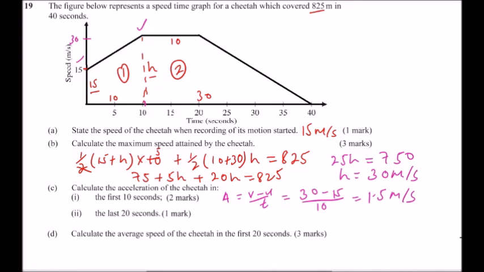So the acceleration is equal to final velocity, which is 0, minus initial velocity, which is 30, and it took from here to here, it is 20. So you divide by 20, and when you divide like that, you should be able to get minus 1.5 meters per second squared. The minus represents deceleration. You can see the cheetah is decelerating or reducing in speed. So let's have a look at part D.